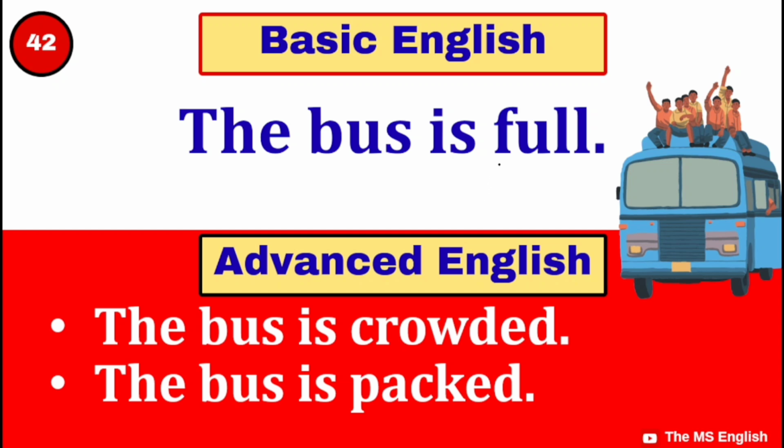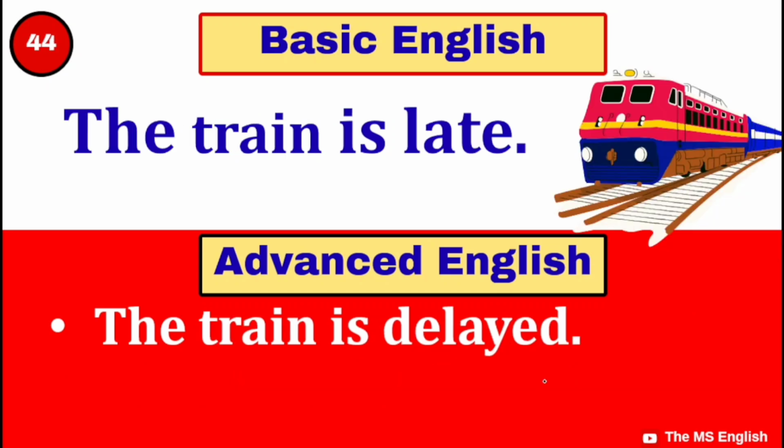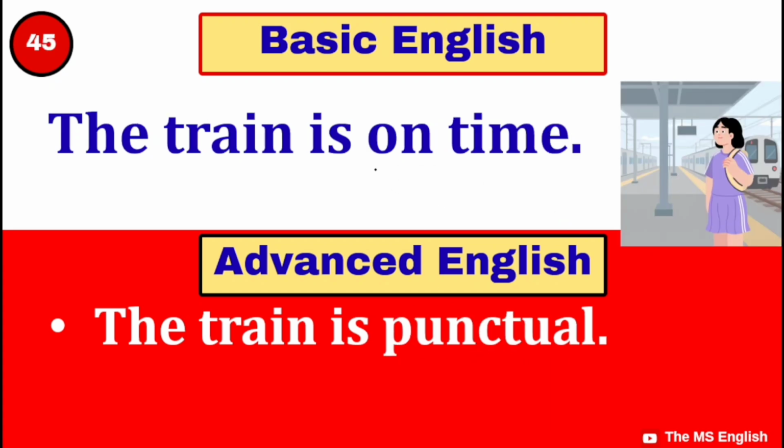The car is slow. The car is sluggish. The bus is full. The bus is crowded. The bus is packed. The bus is empty. The bus is vacant. The bus is unoccupied. The train is late. The train is delayed. The train is on time.